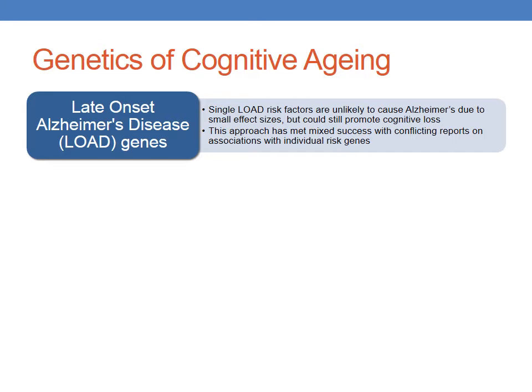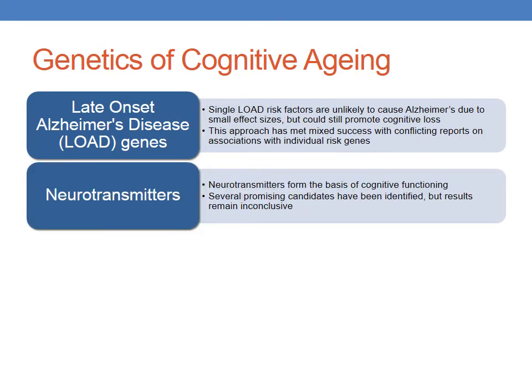So since there is such overlap between the preclinical stages of Alzheimer's and cognitive aging, it's possible that these genes could also influence cognition. And there's also the assumption that since the single risk factors have small effect sizes in terms of Alzheimer's disease, it's possible that by themselves they're not going to cause Alzheimer's but cause cognitive loss. This approach has been met with mixed success, with conflicting reports for individual genes. Although ApoE, which is the largest genetic risk factor for Alzheimer's, has been fairly consistently associated with cognition, especially in the most recent studies.